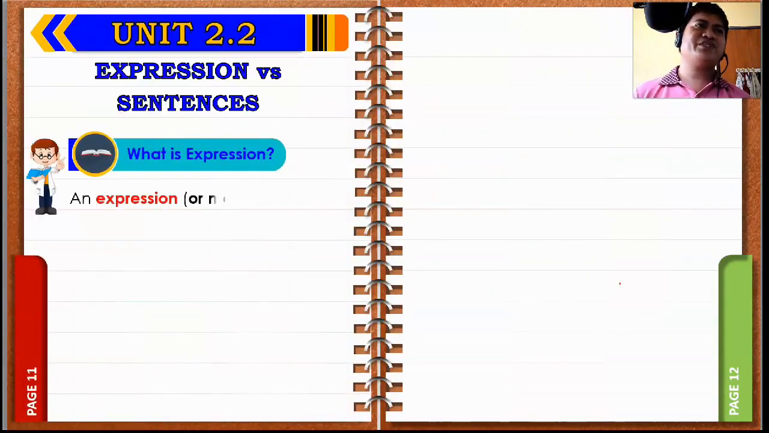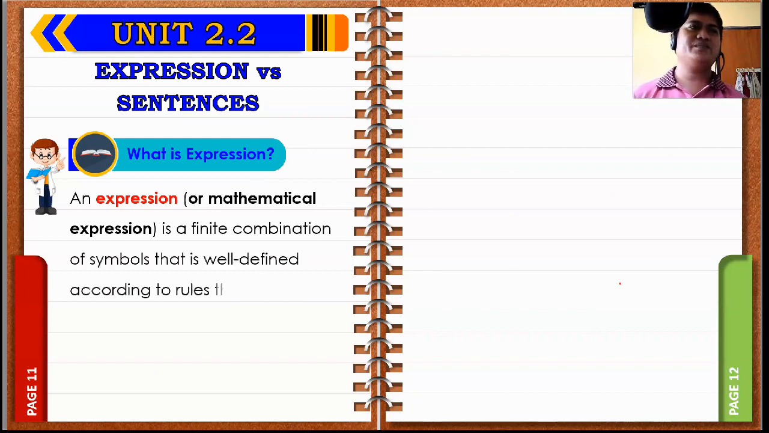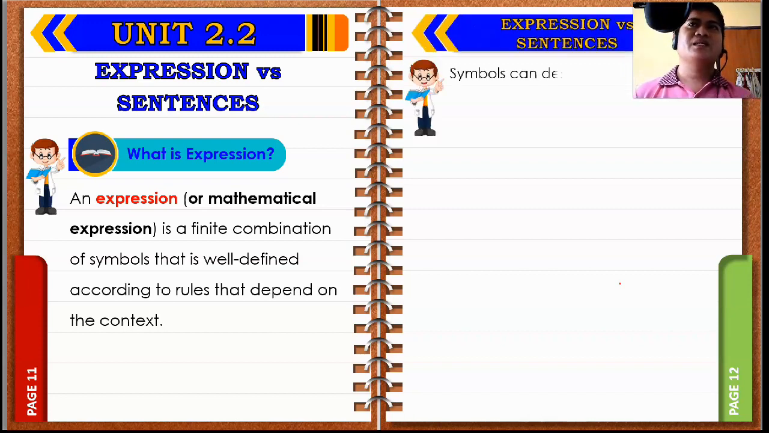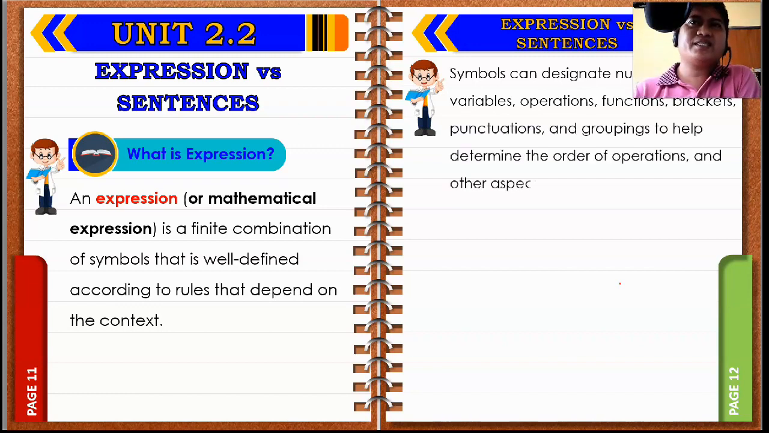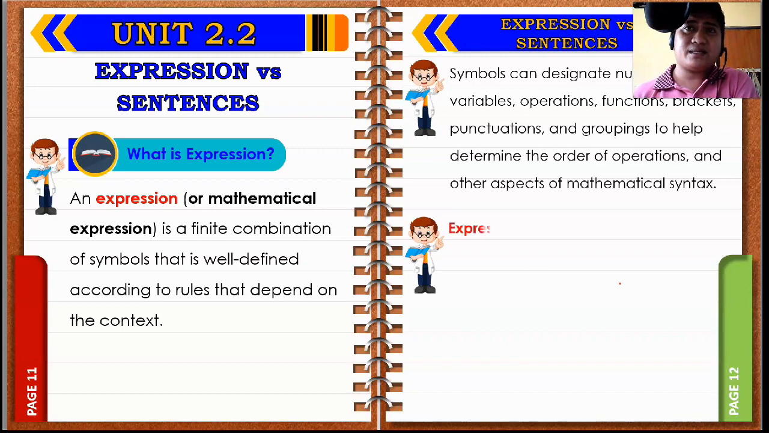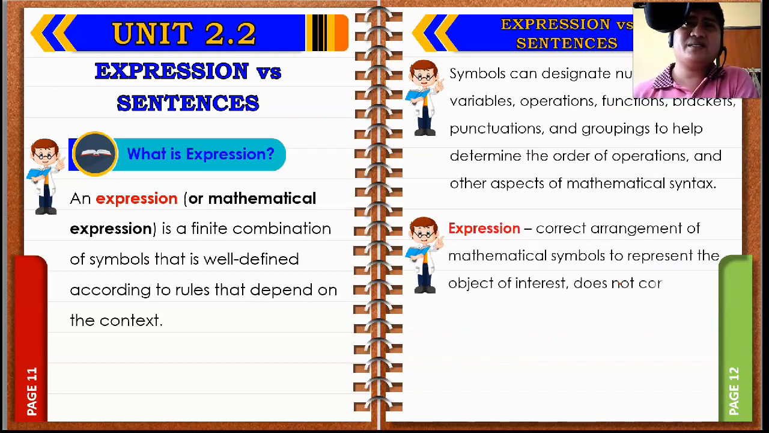When we say a mathematical expression, it is a finite combination of symbols that is well defined according to rules that depend on the context. Symbols can designate numbers, variables, operations, functions, brackets, punctuation, and groupings to help determine the order of operations and other aspects of mathematical syntax. So an expression is a correct arrangement of mathematical symbols to represent the object of interest.